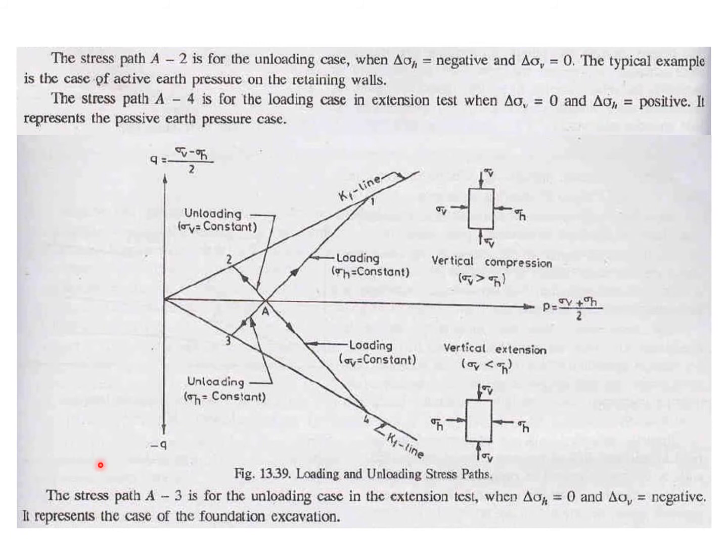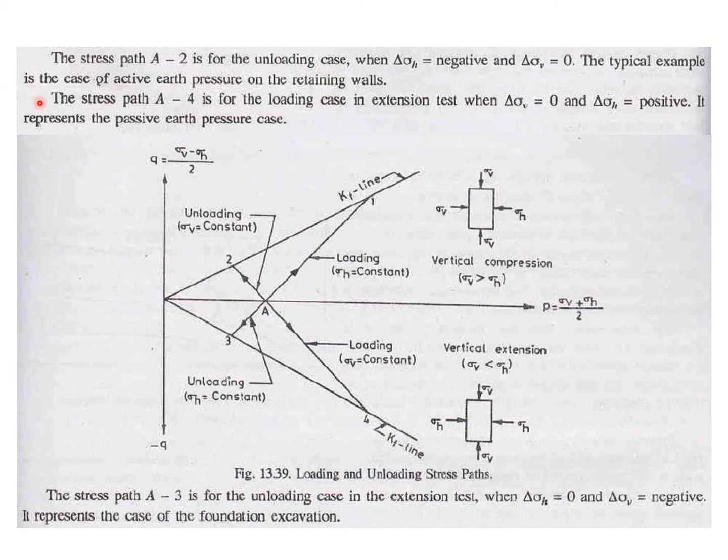So this is the figure. If you just look at the stress path A2 over here, it is for the unloading case when delta sigma h is negative and delta sigma v is equal to 0. The typical example is the case of active earth pressure on retaining walls.